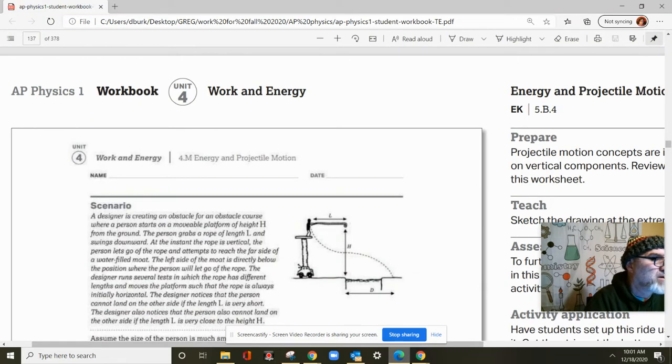Okay, so we are back on part M, and let's start the timer.